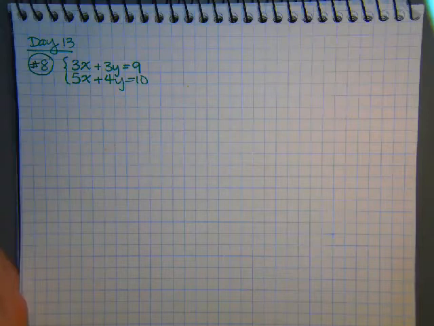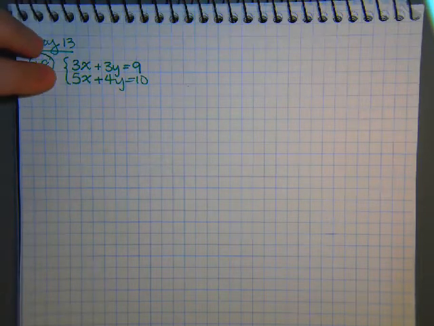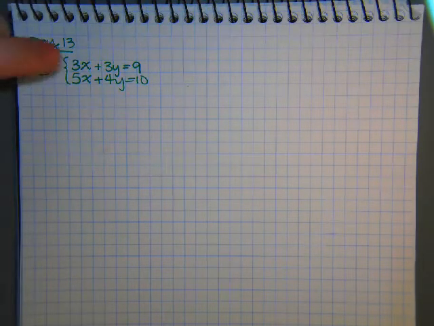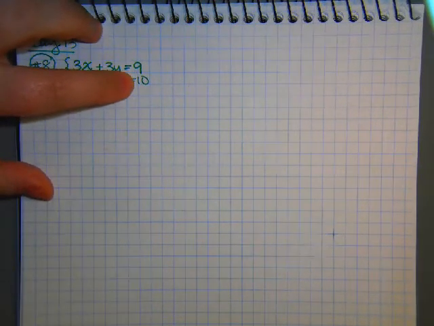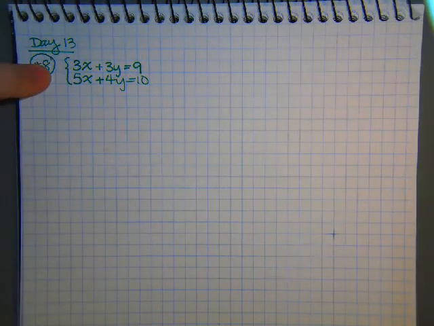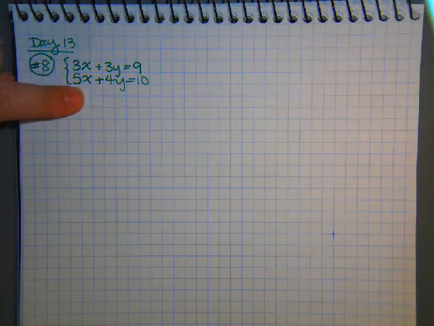Want to go over an elimination problem where the coefficients aren't already the same. So notice they are already both in standard form. So the x's line up, the y's line up, the equal signs line up, and the numbers line up. So we're already set to go, except that if I add or subtract these, neither one will be eliminated. The x's won't be eliminated and the y's won't be eliminated.